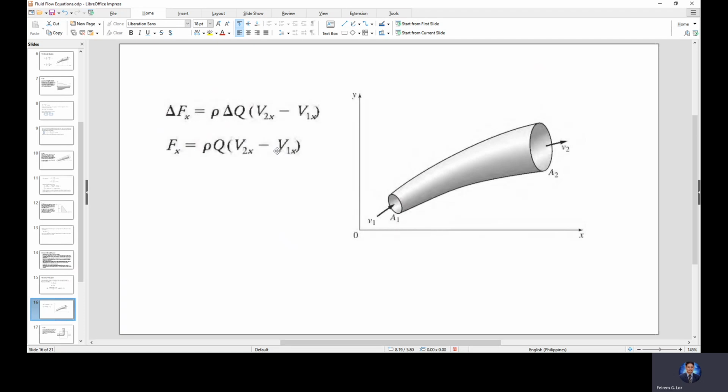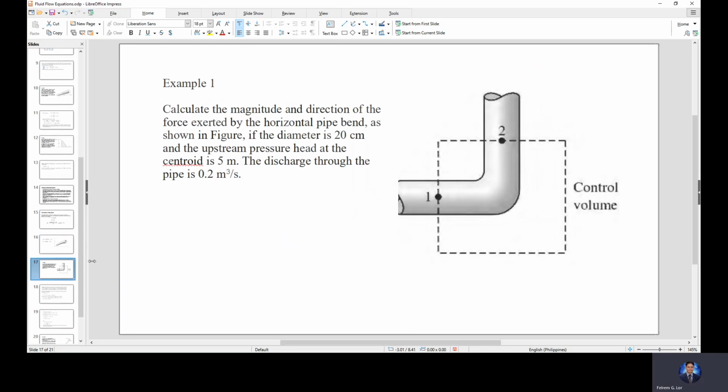So if along X, since F and V are vector quantities, it has the subscript X or Y. If the direction of the force is along X, that equation; if along Y, so Fy, so velocity is along Y, so Vy, V2y, V1y. Okay. So I think we have an example.